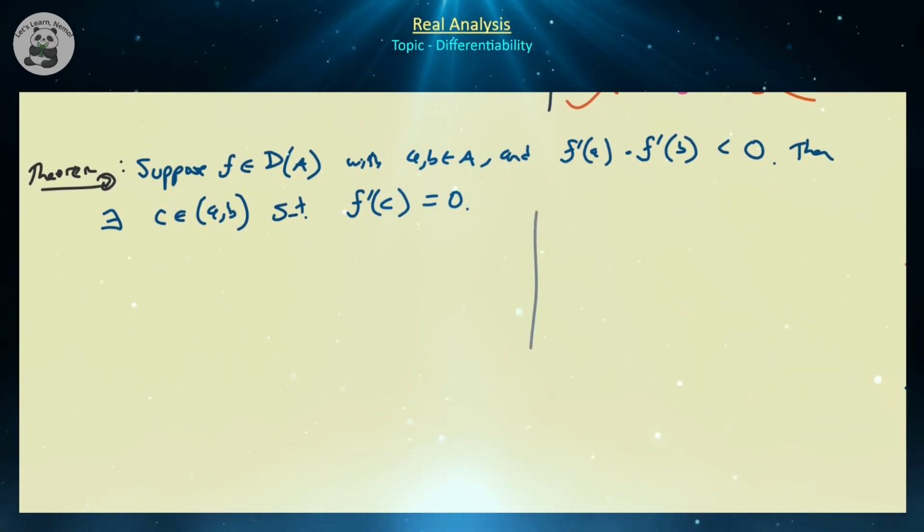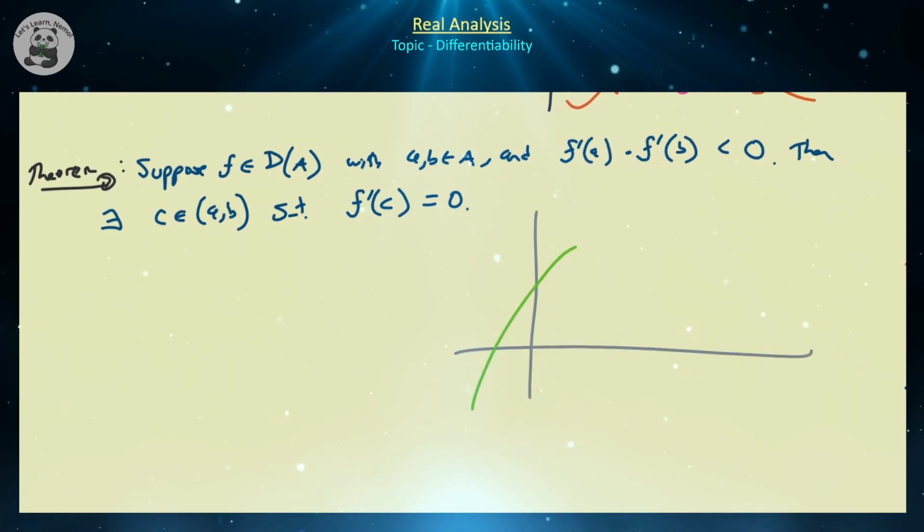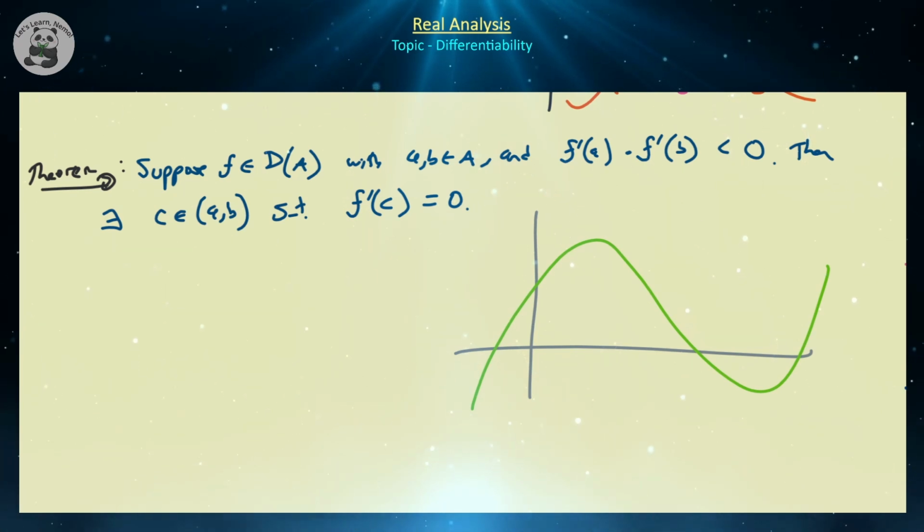So let's look at a little picture to get an idea of what's going on here. Let's assume that we have this type of picture, and let's assume that we pick this point here. Notice that the derivative at this point is positive. And if I pick this point right here, the derivative will be negative. That means there exists a point c in between these points such that the derivative is equal to 0.